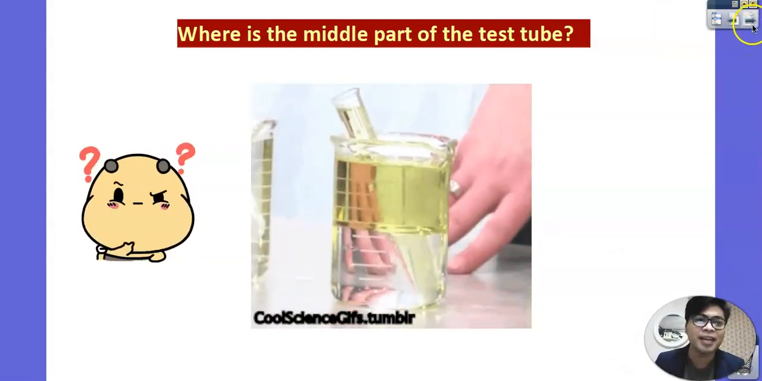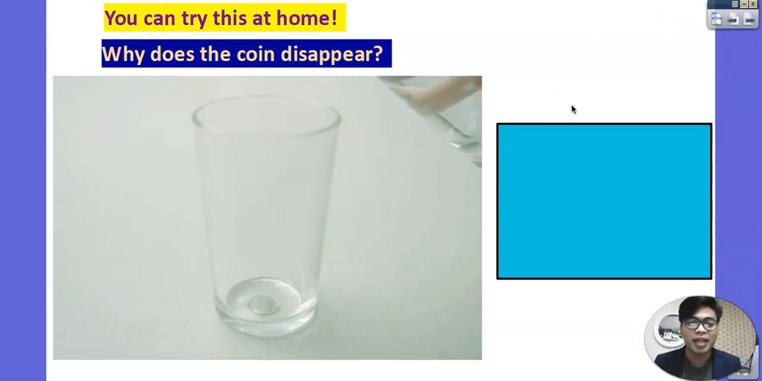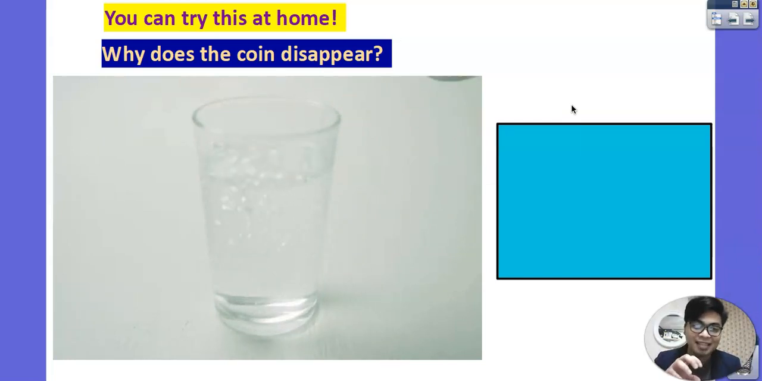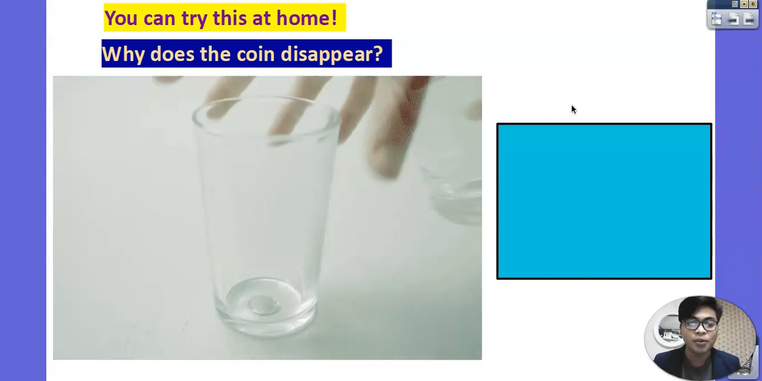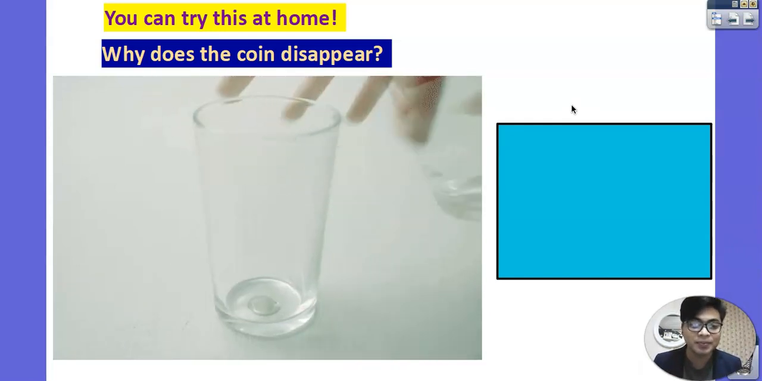So that will also answer the question by just looking at this one. There's a coin at the bottom of the glass, and we put the glass, and then we pour the water, and suddenly the coin would disappear. So why do you think the coin disappeared?